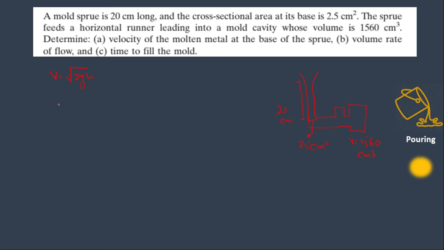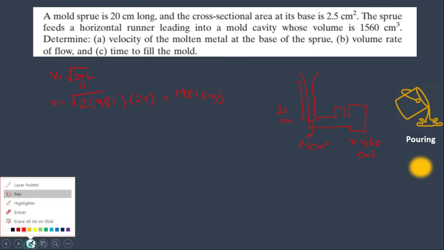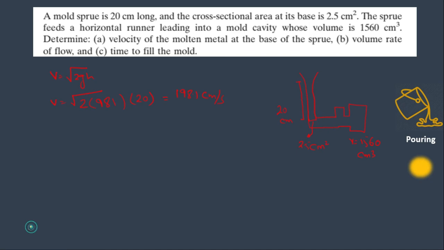So V equals square root of 2 into 981 centimeter per second squared into h, that is 20 centimeters. So we will have 198.1 centimeter per second. This is the velocity for the molten material.